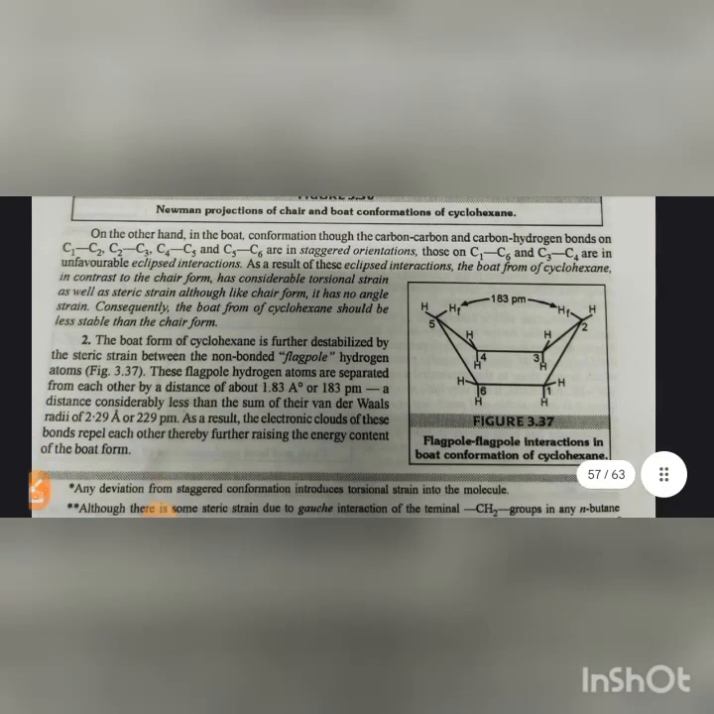As a result of these eclipsed interactions, the boat form of cyclohexane, in contrast to the chair form, has considerable torsional strain as well as steric strain, although, like the chair form, it has no angle strain. Consequently, the boat form of cyclohexane should be less stable than the chair form. Second, the boat form of cyclohexane is further destabilized by the steric strain between the non-bonded flagpole hydrogen atoms, as shown in figure 3.37.